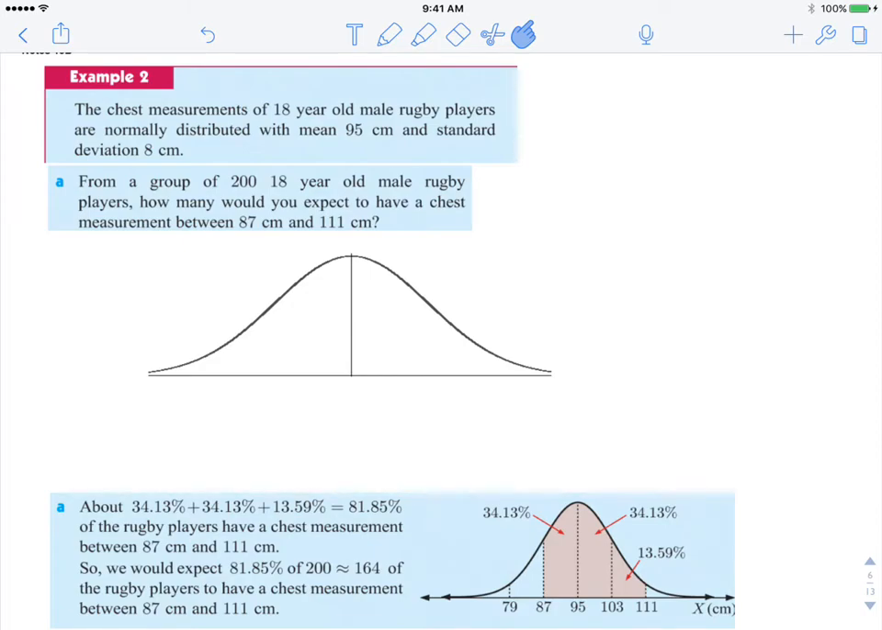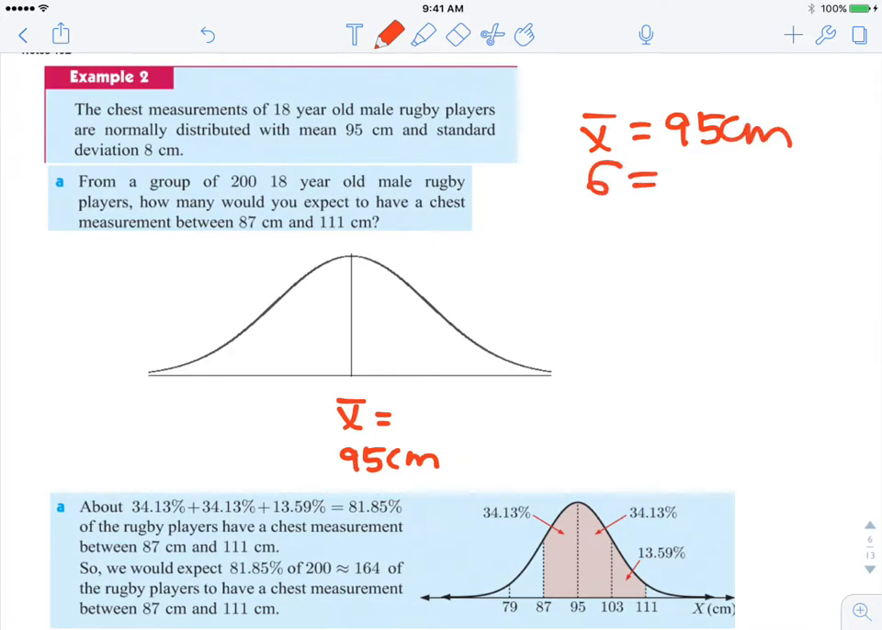All right, we're going to continue on with normal distribution. So this example 2 says chest measurements of 18-year-old male rugby players are normally distributed with a mean of 95 centimeters and the standard deviation of 8 centimeters. And we're going to answer some questions.